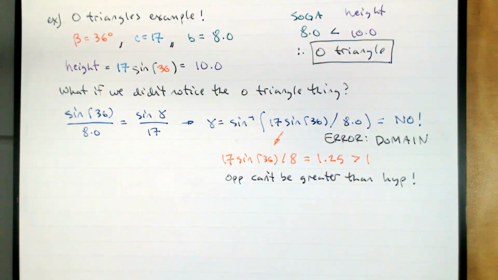So if we didn't notice that it was 0 triangles, our first attempt at calculation would show us that it's 0 triangles. Question? I still recommend that you calculate the height and make the comparison, because it's a little bit easier. Just saying we got an error, so no triangles, doesn't rule out the possibility of making a syntax error when there are more than 0 triangles.